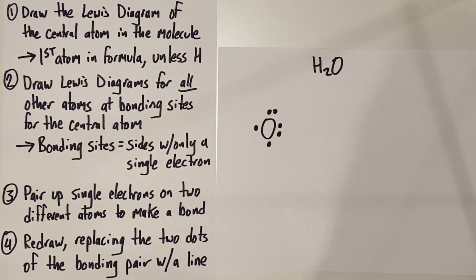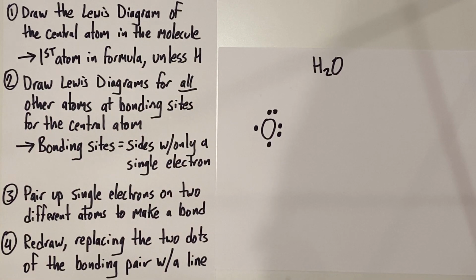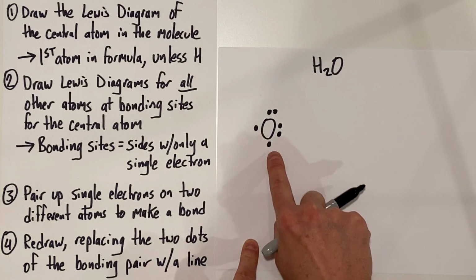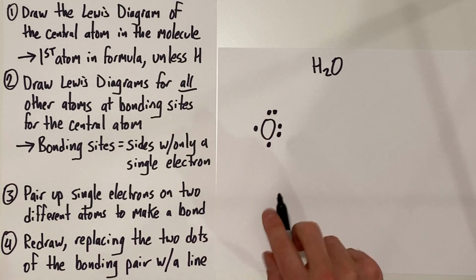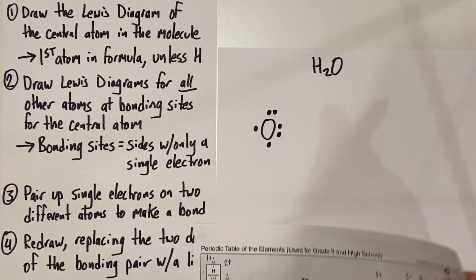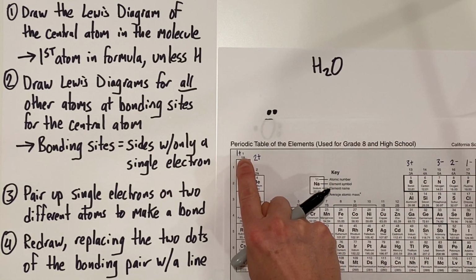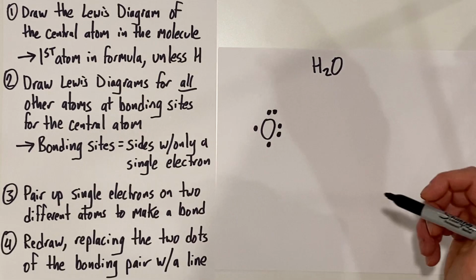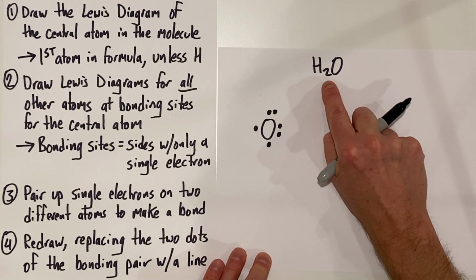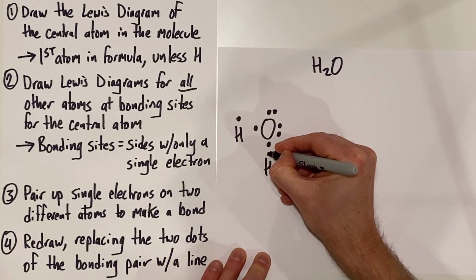Now we need to draw the Lewis diagrams for all the other atoms at the bonding sites for the central atom. What are the bonding sites? Bonding sites are the sides with only a single electron. Why do we need to draw these other atoms here? Well, we'll see why in just a second. Hydrogen has 1 single valence electron. It's in group 1. It actually has only 1 electron total. We need to draw 2 hydrogen atoms because it's H2. So 1 atom here and 1 atom here.